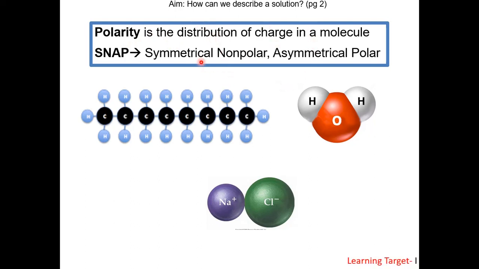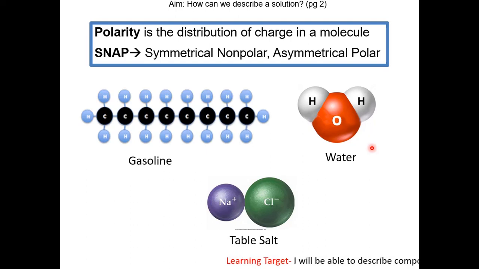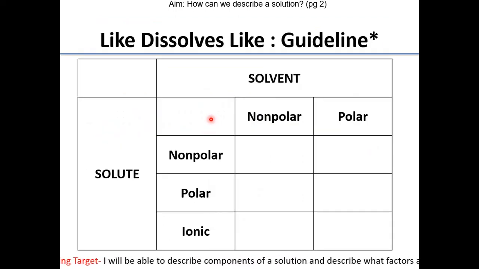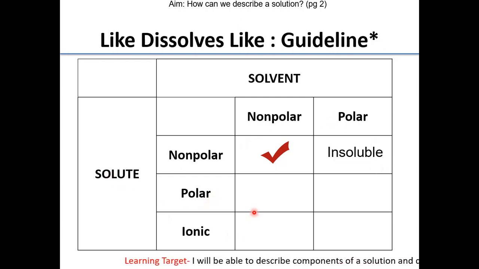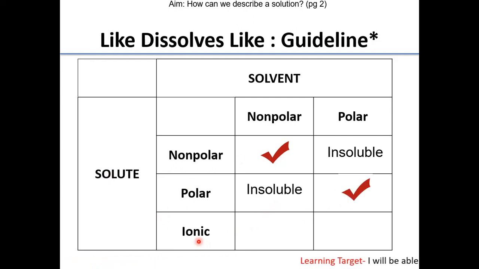If the distribution is symmetrical, the molecule is nonpolar, as seen here. If the distribution is asymmetrical, the molecule will be polar, as you can see from this water molecule. Here's a guideline from last term. Like dissolves like. Typically, a nonpolar solute will dissolve in a nonpolar solvent, but not in a polar solvent. A polar solute would typically not dissolve in a nonpolar solvent, but will dissolve in a polar solvent. Ionic compounds, similar to polar compounds, would typically not dissolve in nonpolar solvents, but will dissolve in polar solvents.